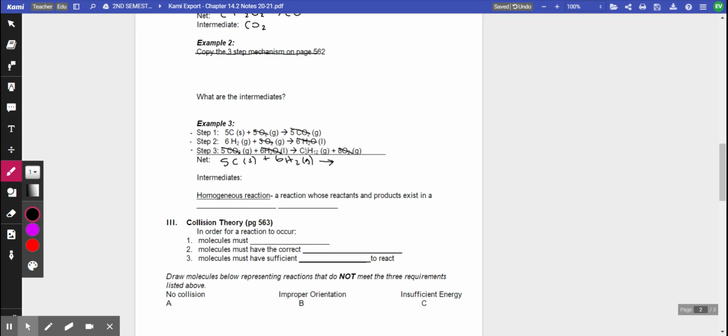Moles yields contain C5H12. Okay, so that is our net, and the intermediates are O2, CO2, and H2O.